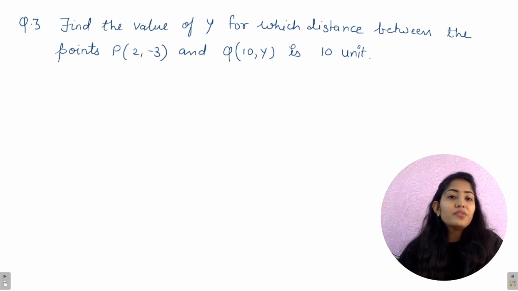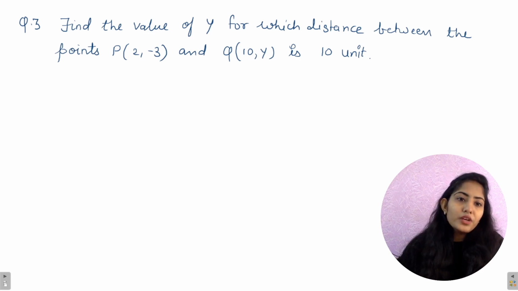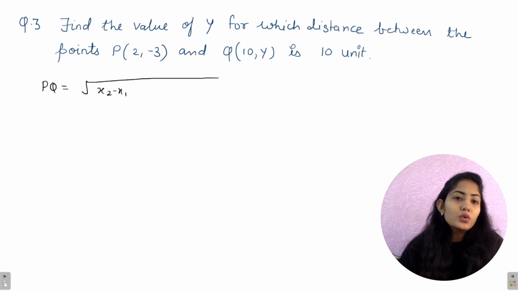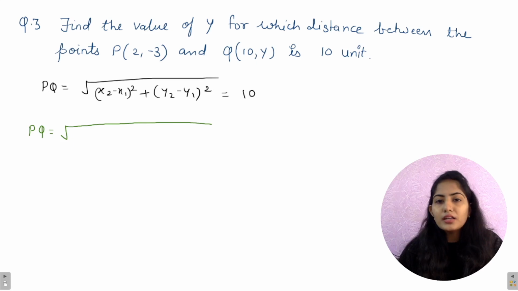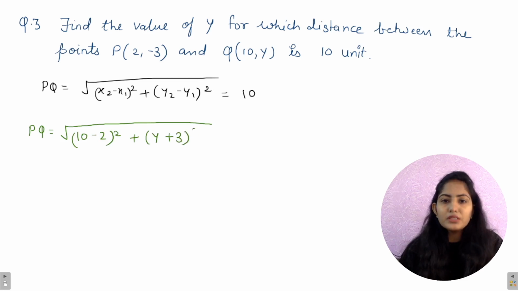The next question states: find the value of y for which the distance between the points is 10 units. The distance is given to you, so we are going to find the distance between PQ, and the distance formula states that root of (x2 minus x1) whole square plus (y2 minus y1) whole square, and that is equal to 10. That is given to you, so no worries. It's a very easy question, guys. So we will put the values, that is PQ is equal to what? PQ is equal to 10, and we are going to put the value, that is x2 is what? 10 minus 2, that is x1, plus y2 is y, or y1 is minus minus will become plus, so it will become this, equal to 10.